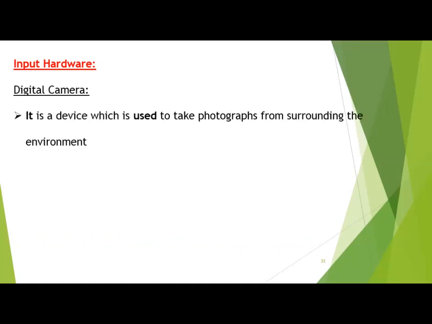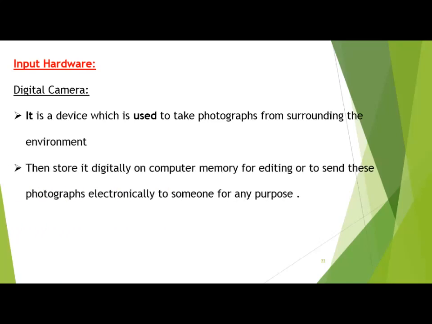Digital camera. It is a device which is used to take photographs of the surrounding environment. So whatever environment you live in, you take live pictures, you take still pictures, you make movies or videos using this camera. Then you store them digitally in computer memory for editing or to send these photographs electronically to someone for any purpose. So the benefit of a digital camera is that it converts the environment into digital form. Whatever is going on in the surrounding environment, we take a picture of it, and this data is converted into electronic form. So we can send it, we can edit it.